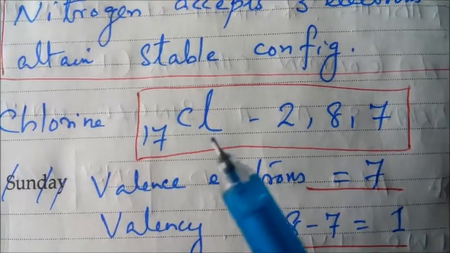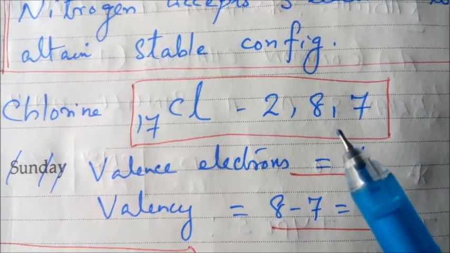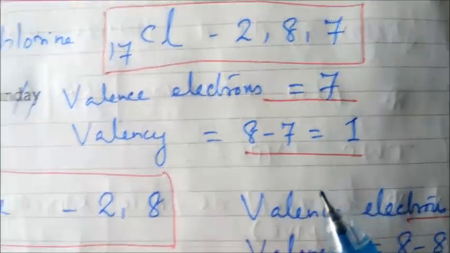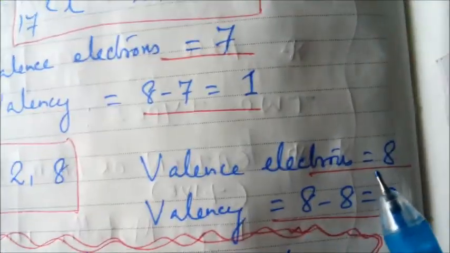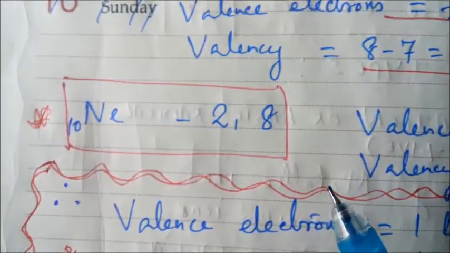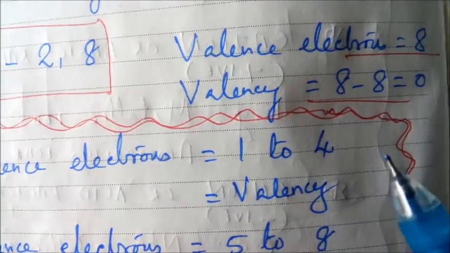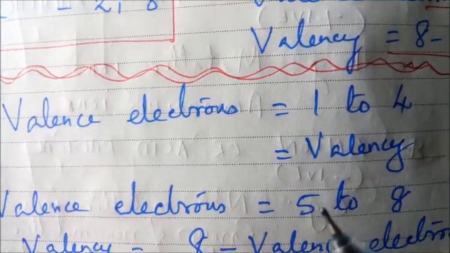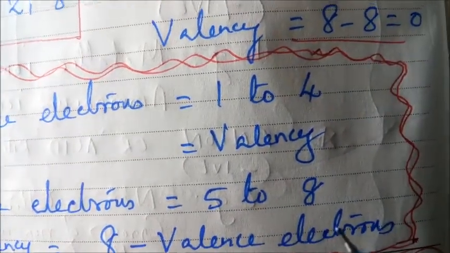Similarly, chlorine 17, configuration 2,8,7, cannot lose 7 electrons to attain stable configuration. So, valence electron 7, valency 8 minus 7 is equal to 1. Neon, 2,8 configuration, valence electrons 8, valency is equal to 8 minus 8 is equal to 0. So, in general, valence electrons 1 to 4 is equal to valency. If valence electrons are 5 to 8, you can easily calculate the valency: 8 minus valence electrons.